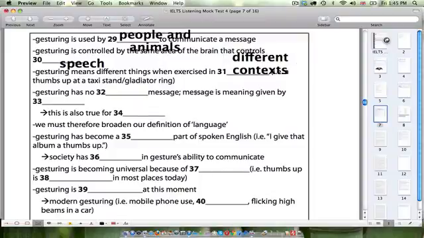Gesturing has no message, and the word she used was intrinsic. Message is meaning given by, and then again, I think she states this almost word for word, it's given by society. This is also true for, and she equates this to spoken language.